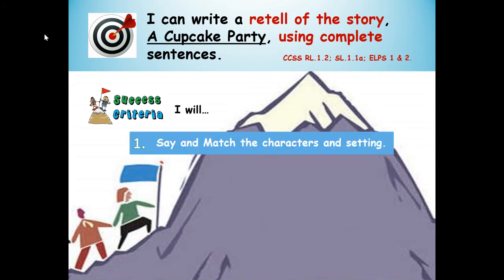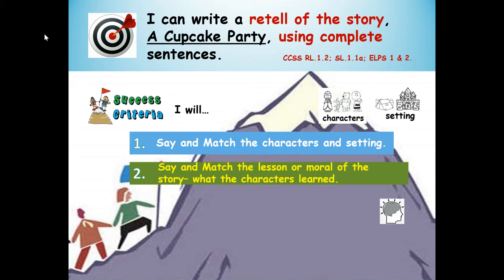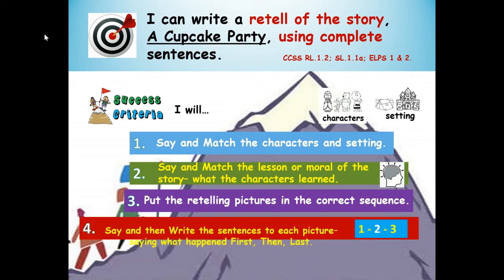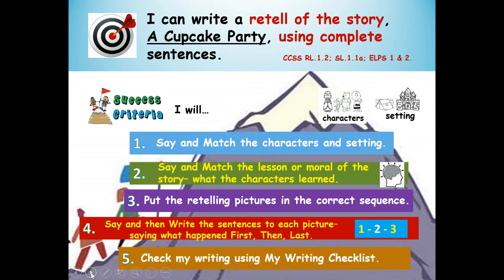I will, number 1, say and match the characters and the setting. Number 2, say and match the lesson or moral of the story, what the characters learned. Number 3, put the retelling pictures in the correct sequence or order. Number 4, say and then write the sentences to each picture, saying what happened first, then, and last. And then finally 5, check my writing using my writing checklist. I'm going to give you a writing checklist to check your writing.